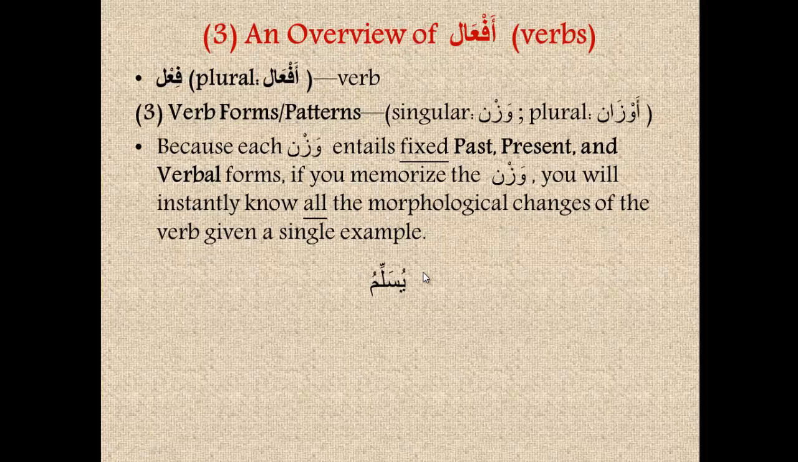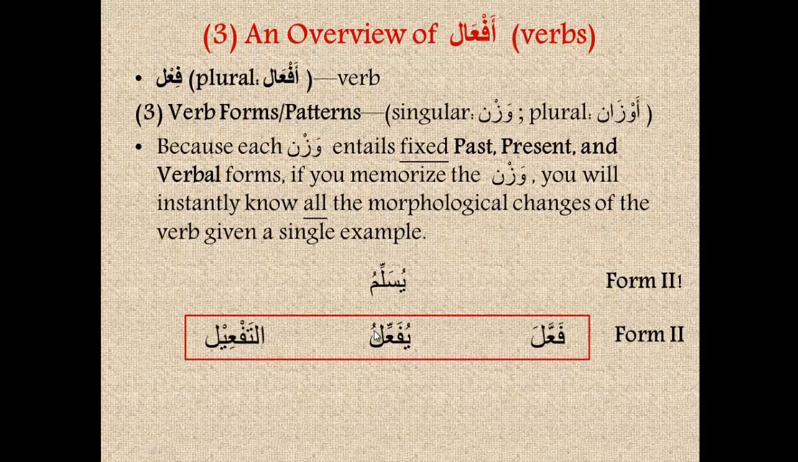Again, if you've memorized the wazn, you can predict the past tense and the verbal noun given the present, or you can predict the present and the verbal given the past tense, or you can predict the past tense and the present given the verbal. Whatever form you're given, however it is conjugated, if you know the wazn, you can derive all the other forms. So we know that yusallimu fits onto the pattern yufa'ilu.